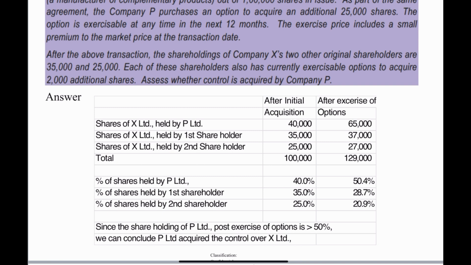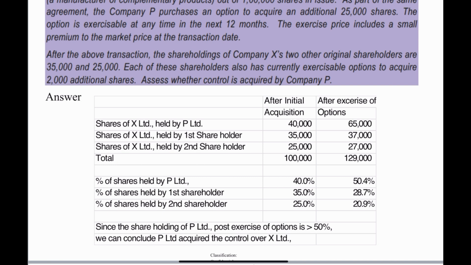Okay, so here there are two steps. One, there is an initial acquisition, and second, there will be some acquisition based on the potential voting right, where you can exercise an option to get more shares. Here, shares of X Limited held by P Limited is given as 40,000 shares, and there are two other shareholders of X Limited. The first shareholder is holding 35,000 and the second shareholder is holding 25,000 shares. So in total, company X has 100,000 shares.